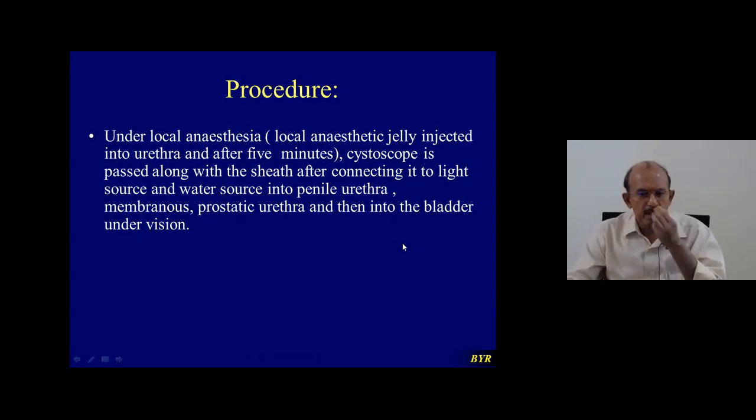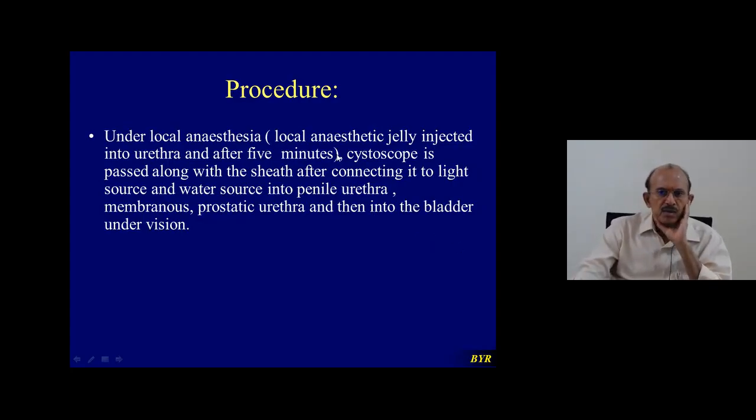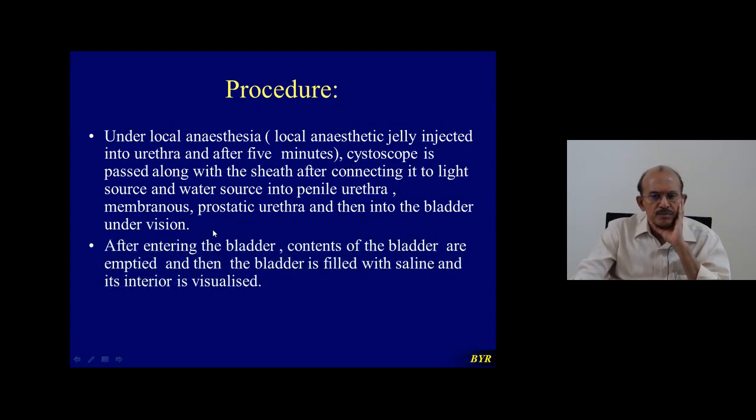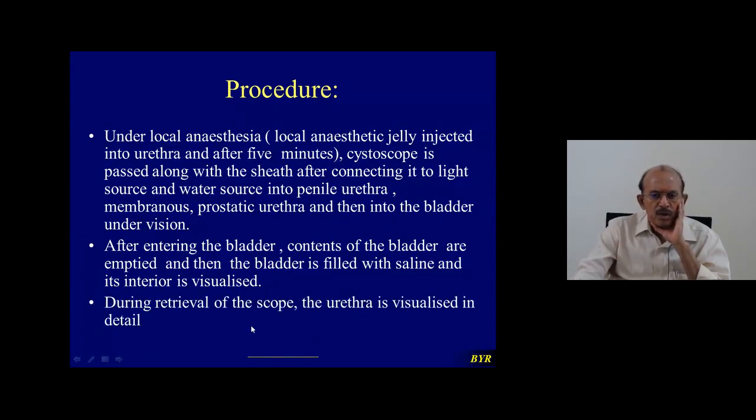Procedure of cystoscopy under local anesthesia. That means local anesthetic jelly is injected into the urethra and after 5 minutes, the cystoscope is passed along with the sheath, after connecting it to the light source and water source, into the penile urethra, membranous urethra, prostatic urethra, and then into the bladder under vision. After entering the bladder, the contents of the bladder are emptied, and then the bladder is filled with saline and its interior is visualized. During cystoscopy, the urethra is visualized in detail.